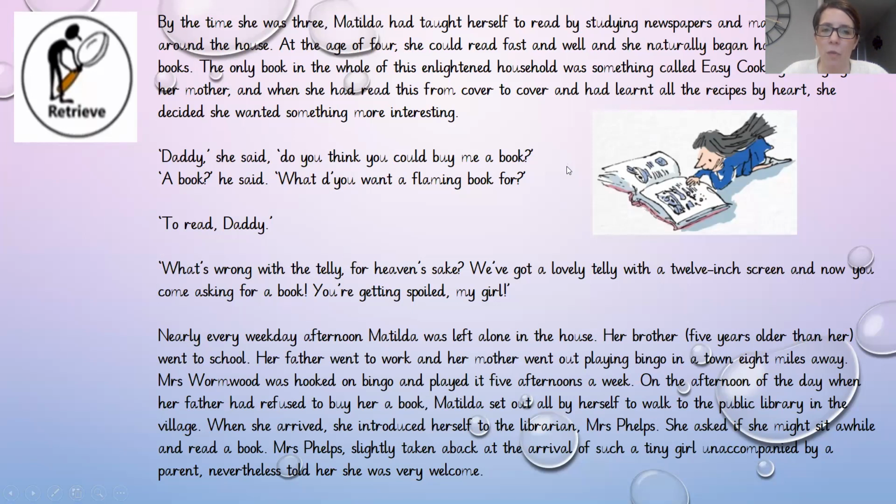By the time she was 3, Matilda had taught herself to read by studying newspapers and magazines that lay around the house. At the age of 4, she could read fast and well, and she naturally began hankering after books. The only book in the whole of this enlightened household was something called Easy Cooking, belonging to her mother. And when she had read this from cover to cover and had learnt all the recipes by heart, she decided she wanted something more interesting.